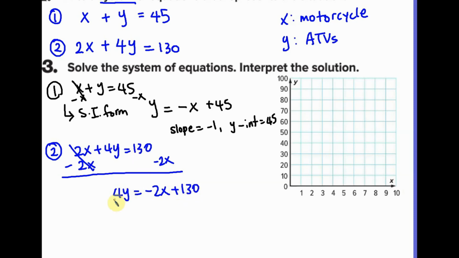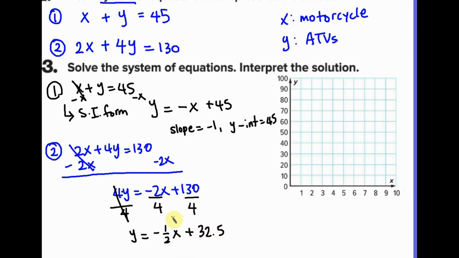Still, you need to get rid of this 4 because you need to have y equals. 4 and y have multiplication in between. If you want to get rid of the 4, you're going to do the inverse operation and make sure that you do this on each term. The y will be equal to -1/2 x if you simplify this, and 130 over 4 is equal to 32.5.